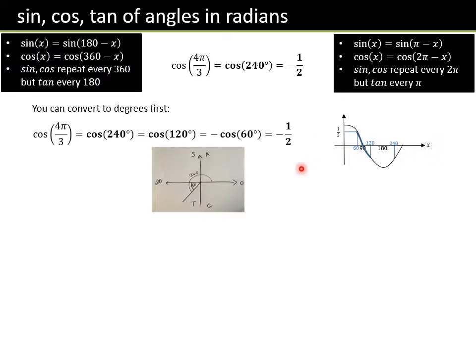I think it's easier to use the CAST diagram. If we're looking at cos 240, we start at 0. You travel around 240 degrees. That takes us 60 degrees past 180. And if I'm looking at cos 240, that will be the same as cos of the acute angle made with the x-axis here. So cos 240 is the same as cos 60. You can write that down.